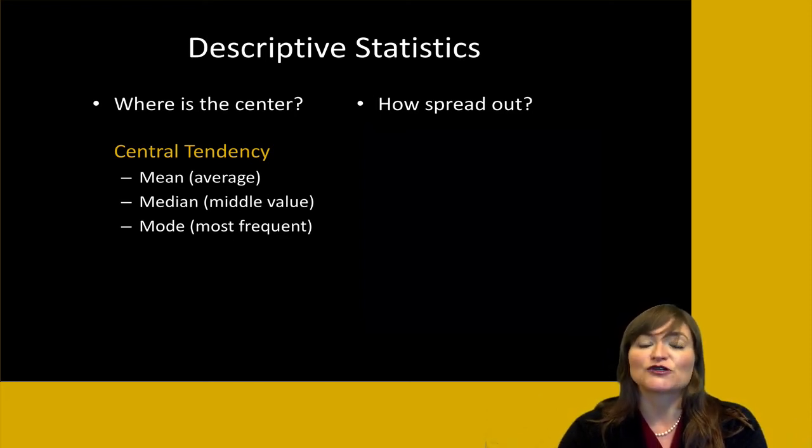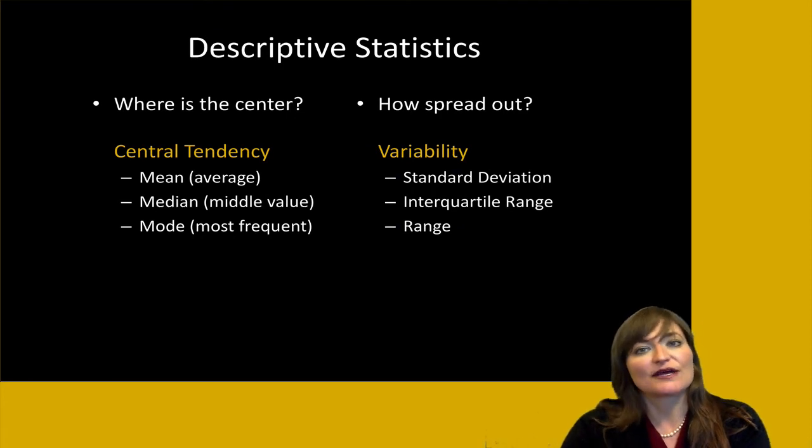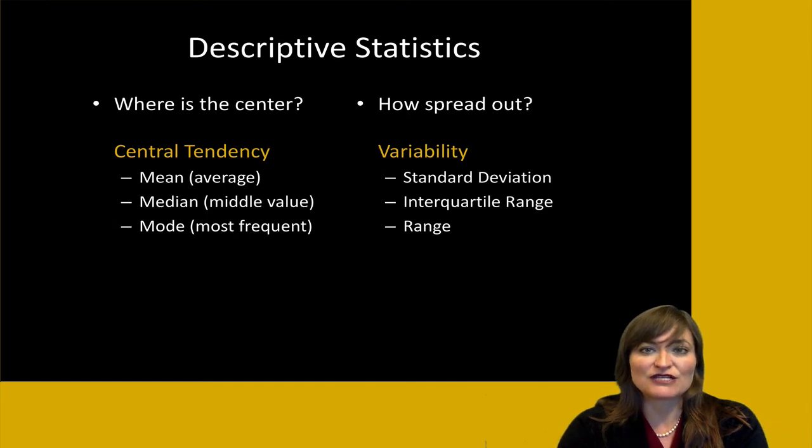When we ask questions about how spread out is the data, we're asking about the variability. And the most common measure of variability that you'll be using is the standard deviation. And that goes together with the mean. So whenever you've calculated a mean, you would always calculate a standard deviation. You might also see the interquartile range, that goes with the median. So if you have data that's not symmetrical, you'd be calculating the median and the interquartile range. And a very simple estimate of the variability is just the range of the data, over what amount of the scale it ranges.